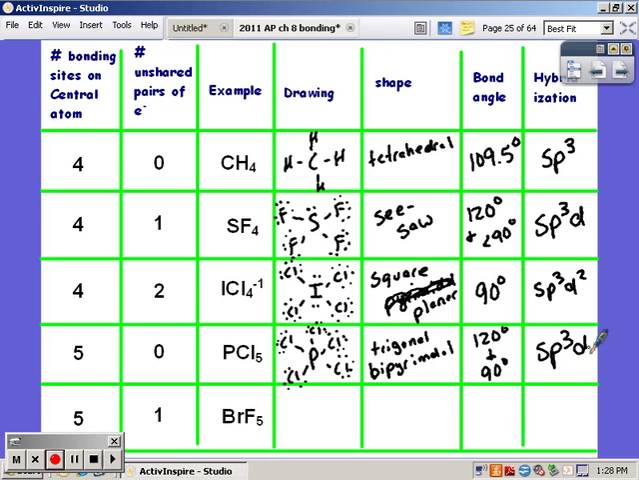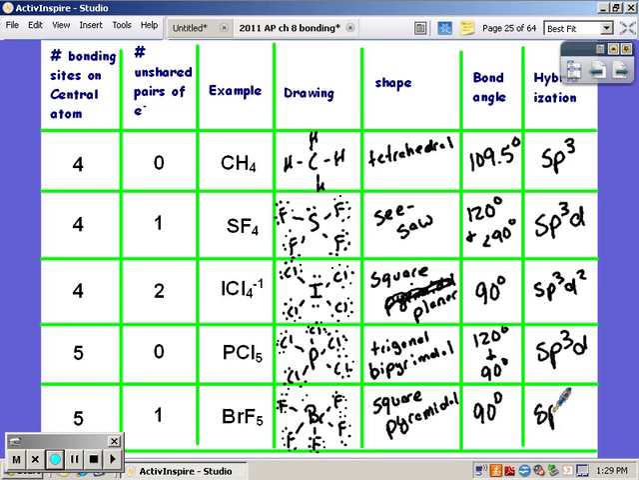I'm going to pause the video for BrF5. So you have 5 fluorines coming off and 1 lone pair, which makes it square pyramidal with bond angles of 90. Six things coming off, making it sp3d2.